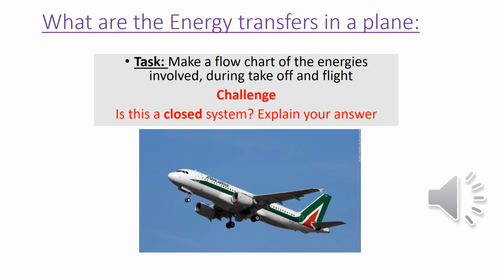So here we have a plane taking off. I want you to do a flow chart of the energies involved here. What does the energy start as? What is it converted to? What is it transferred to? You need to read the information below, and then you are going to make a flow chart, which goes from box to box to box to box of all the different energy transfers that are involved when a plane takes off.